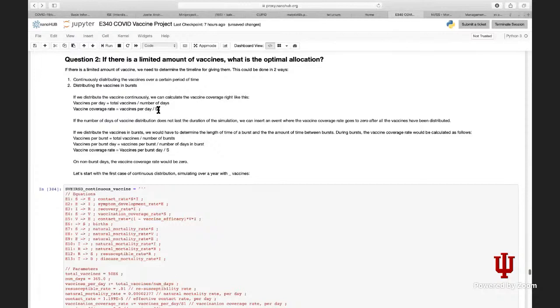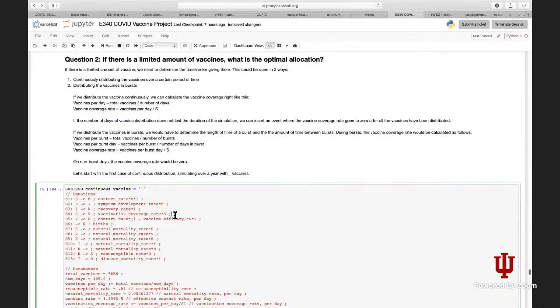The problem with doing it this way is that in the model, our S to V transition is a vaccination coverage rate multiplied by S. So you could end up with a scenario that if your vaccines per day are large enough and this number of susceptible population is low enough that you could end up with a negative susceptible population. So that needs to be workshopped a bit, which I need to put a little more time into.